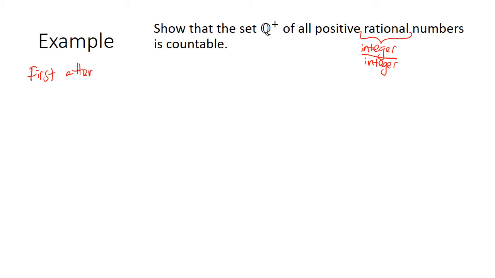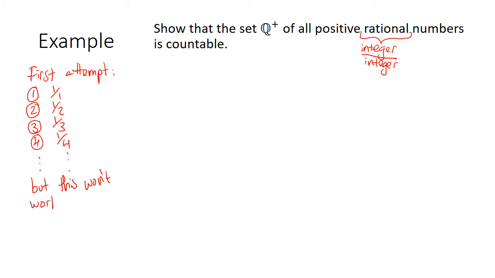A first attempt might be something like the following. Maybe I could start by listing 1/1, and then number 2 could be 1/2, and 3 could be 1/3, and then 4 could be 1/4. But this won't work, because this pattern would never reach certain rational numbers. For example, it would never reach 2/3, because all of the numerators in that list are 1. So that won't work. Let me try something else.